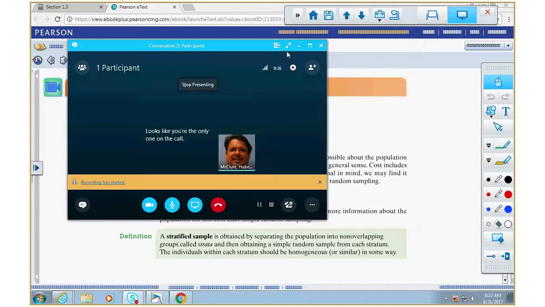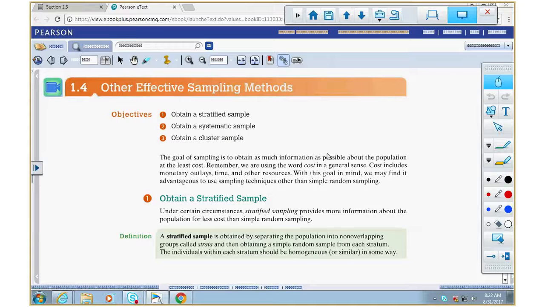Now, we left off at 1.3. 1.3 only had a little bit of information on random samples, so that's the only thing out of 1.3. I didn't see anything else that's very important.